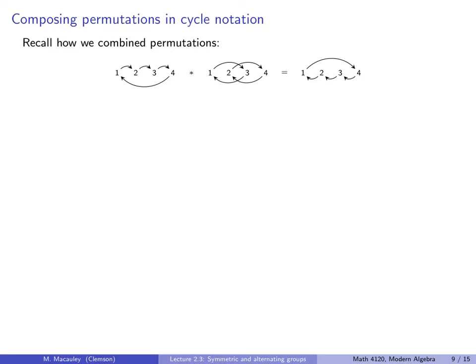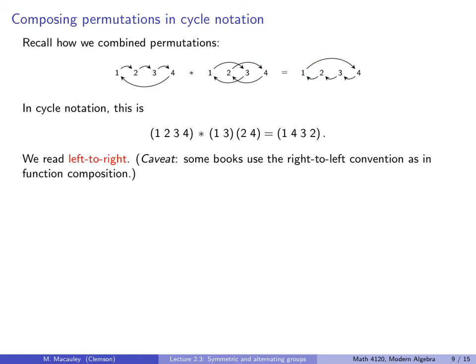So let's talk some more about how to combine permutations. With our diagram notation, we can see it visually. We can just trace out: 1 goes to 2, 2 goes to 4, so 1 goes to 4. In cycle notation, we say that (1 2 3 4) times (1 3)(2 4) equals (1 4 3 2).